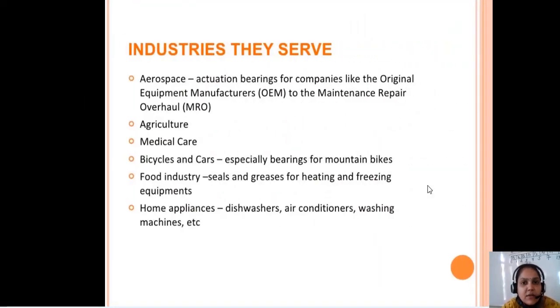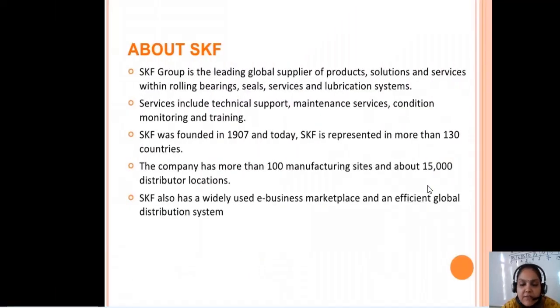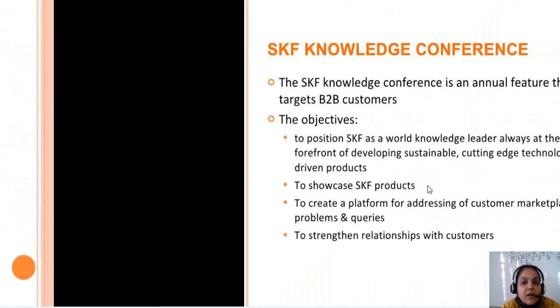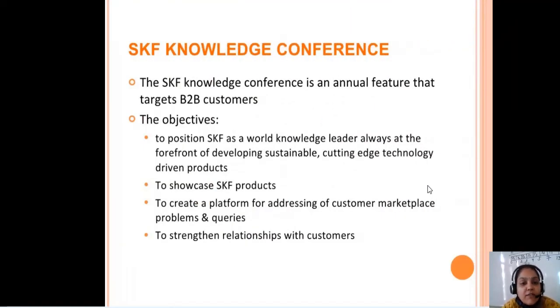The industries they serve include the aerospace industry, agriculture, medical care, bicycles and cars, food industries, and home appliances, right? Then the SKF Knowledge Conference. It is an annual conference, and they target B2B customers, that is business to business. Business to business means what? Imagine Sony is a business, in the television and appliances industry.